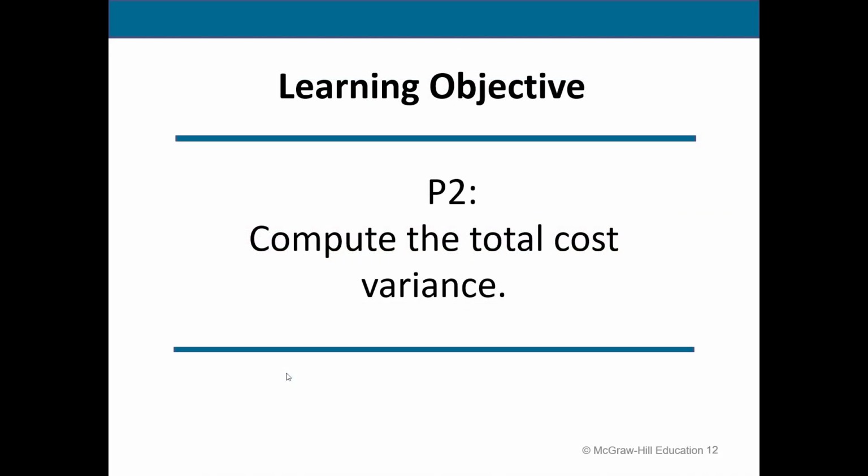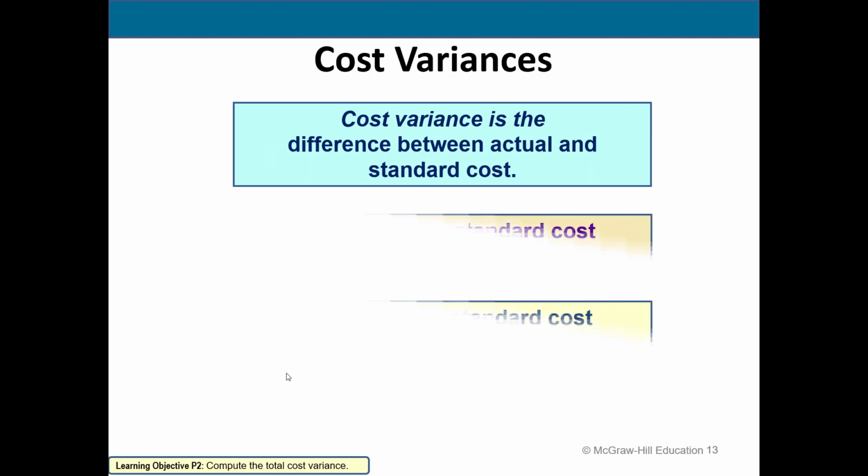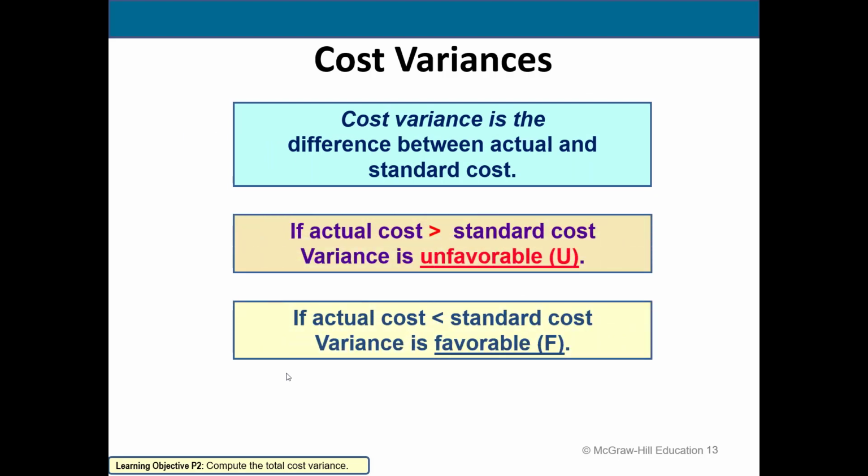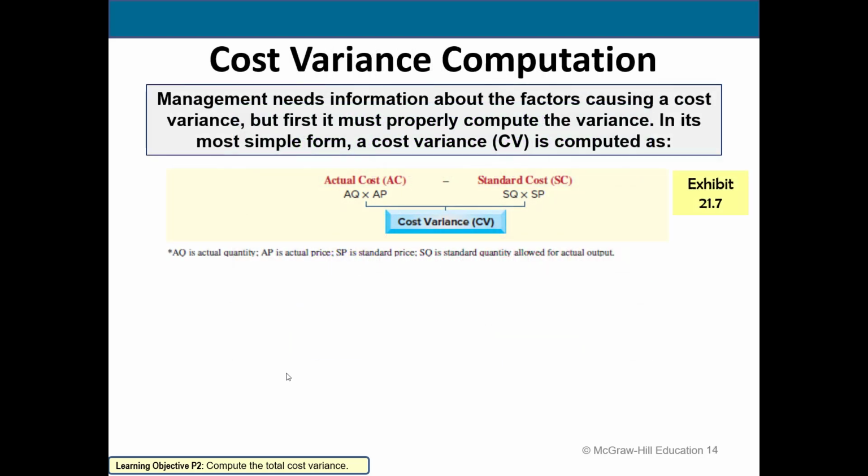Next, we will look at cost variances. The difference between the actual cost and the standard cost is called the standard cost variance. Cost variances can be favorable or unfavorable. If the actual costs are less than the standard, the variance is favorable, and if the actual costs are greater than the standard, the variance is unfavorable. Cost variance is computed as actual cost minus standard cost.